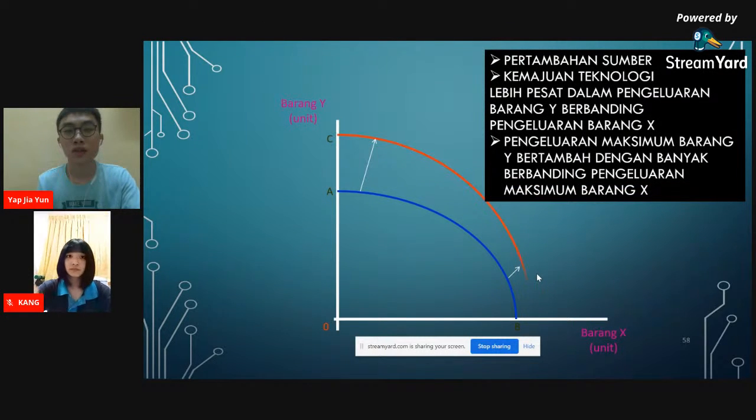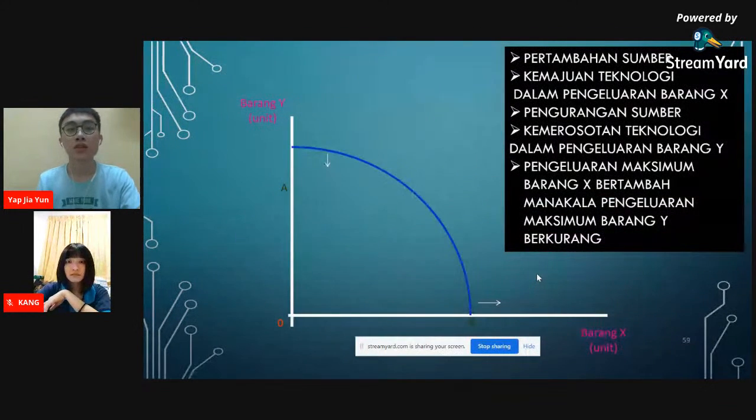Seterusnya, ingat sebaliknya, iaitu pertambahan sumber dan kemajuan teknologi yang lebih pesat dalam pengeluaran barang Y berbanding barang X. Kita boleh lihat jarak A ke C adalah lebih besar berbanding B ke D. Kita boleh membuat kesimpulan iaitu pengeluaran maksimum barang Y bertambah dengan banyak berbanding pengeluaran maksimum barang X.